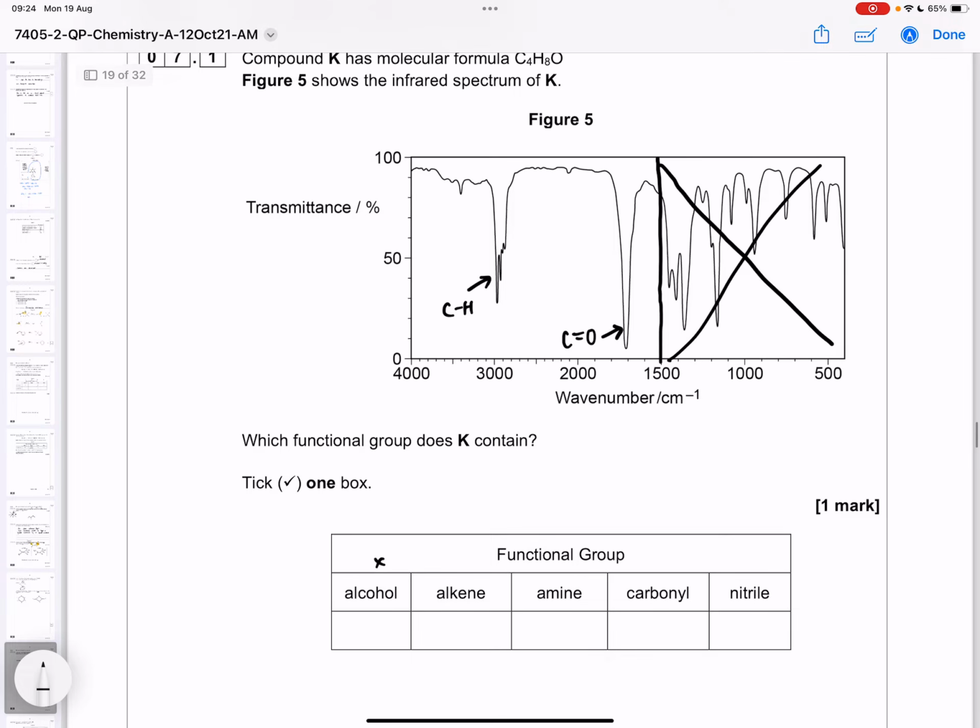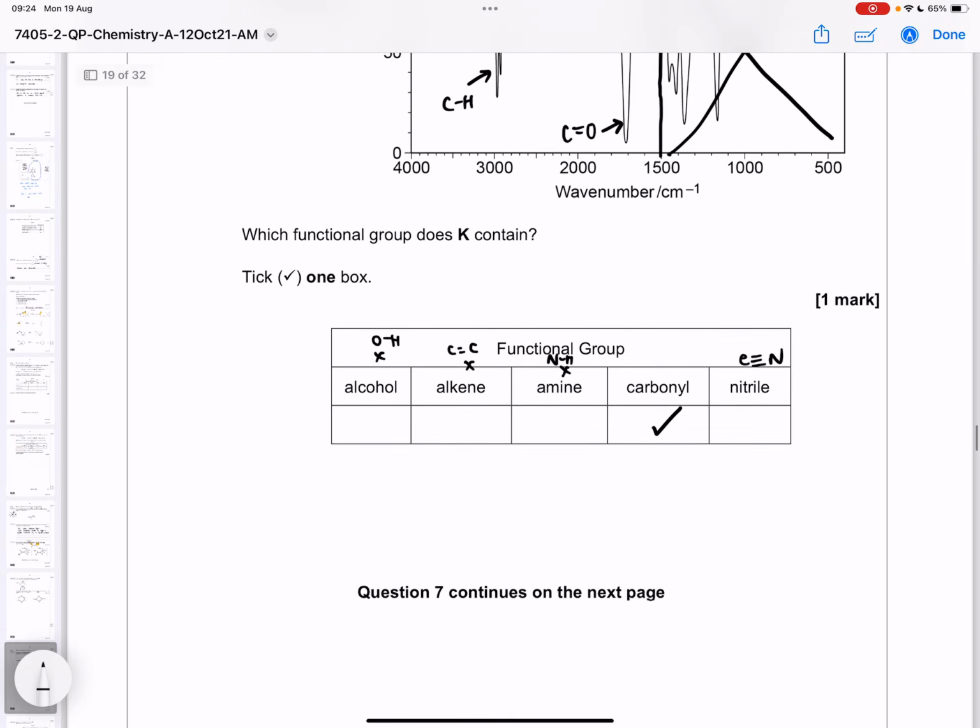So it's not an alcohol, it's not an alkene, it's not an amine, it's a carbonyl, that's an aldehyde or a ketone. Nitrile is C triple bond N, amine is NH, alkene is C double bond C, and alcohol is OH. So it's a carbonyl.